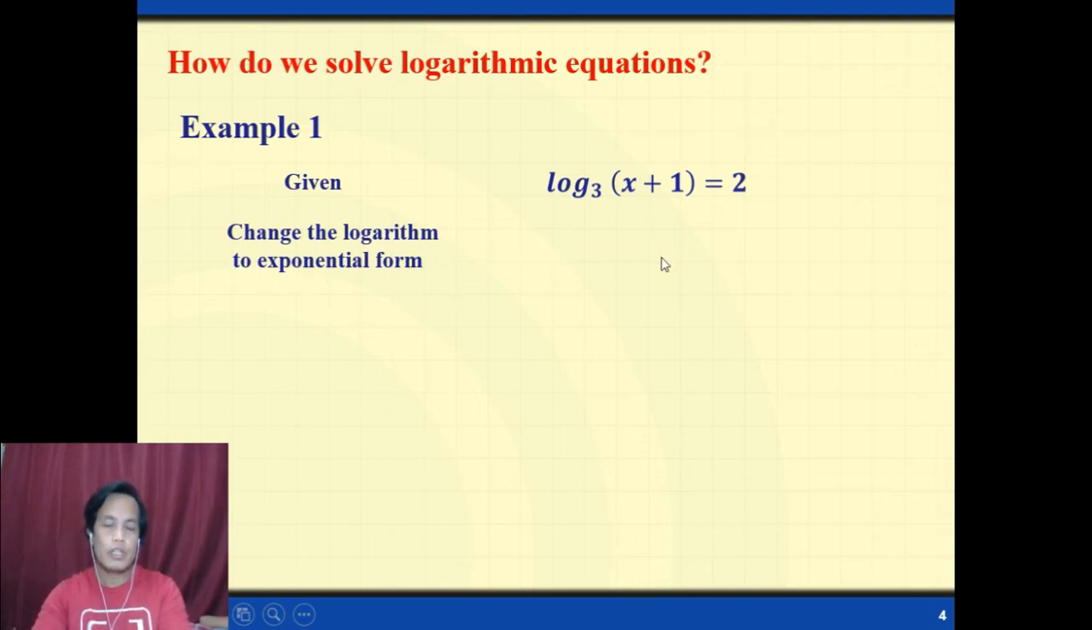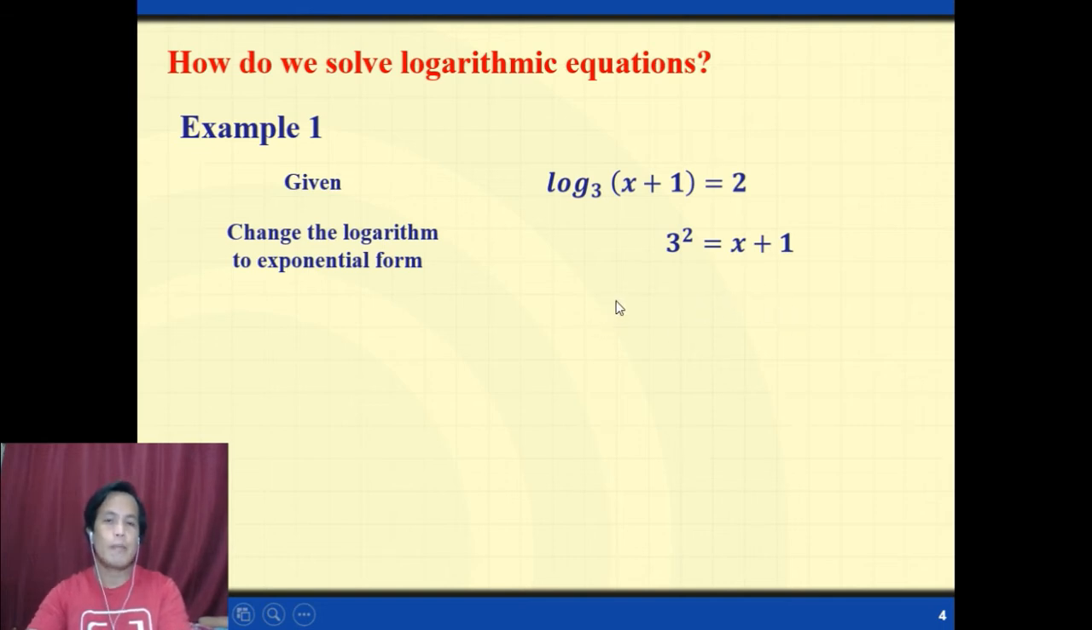So, how do we change this to exponential form? This will become 3 squared equals x plus what? Try to check the placement of the numbers and the variable. Our base here is 3, and the 2 is now the exponent in the exponential equation. Then this is now our power, x plus 1. Or you can write this as x plus 1 equals 3 squared. They are the same.